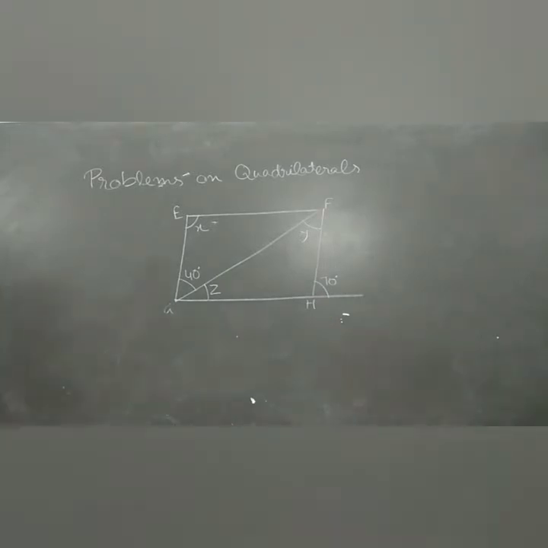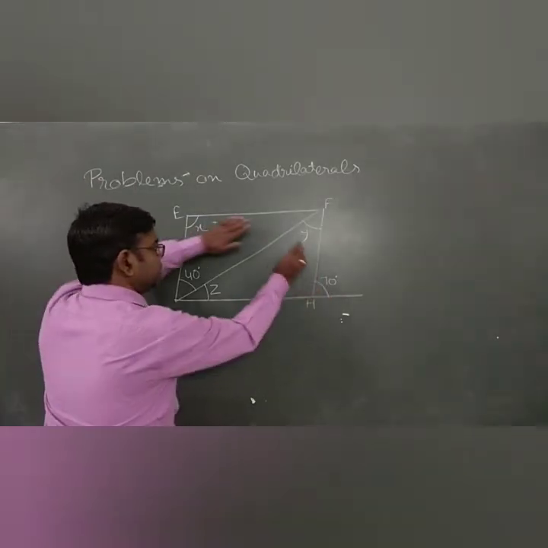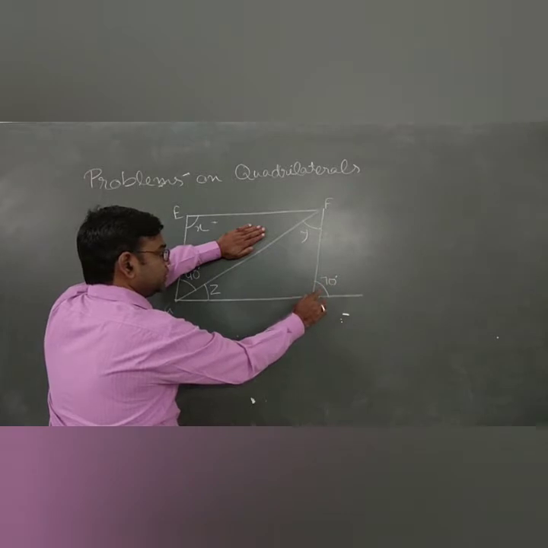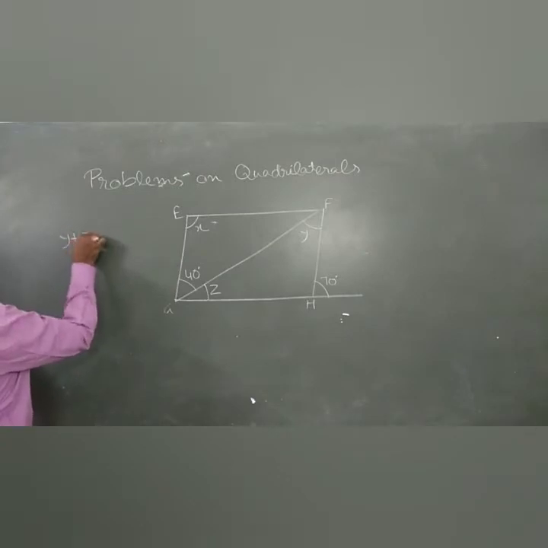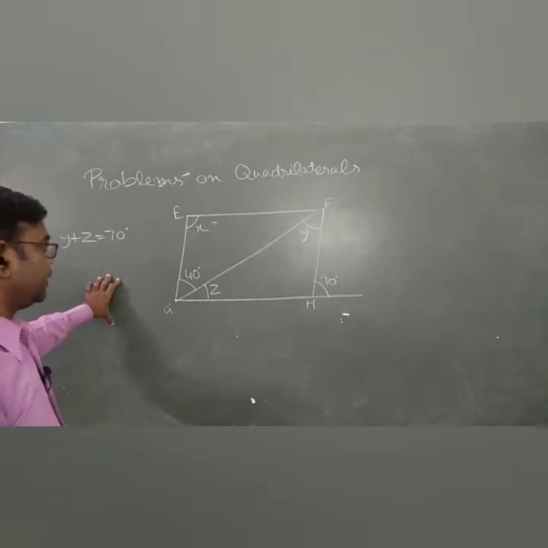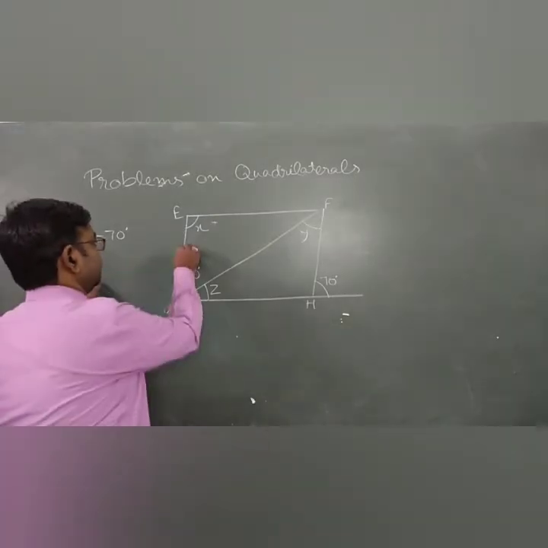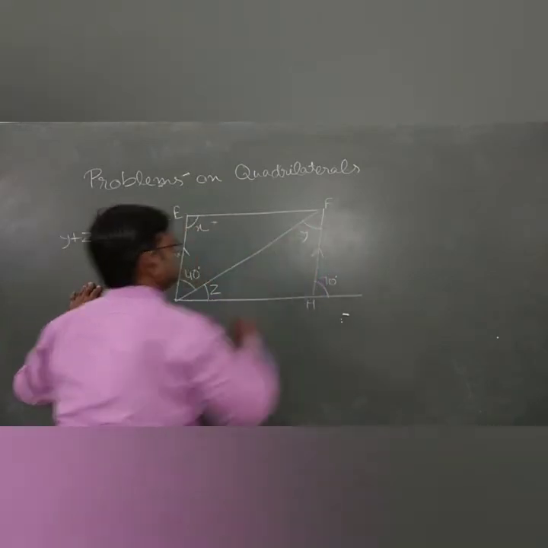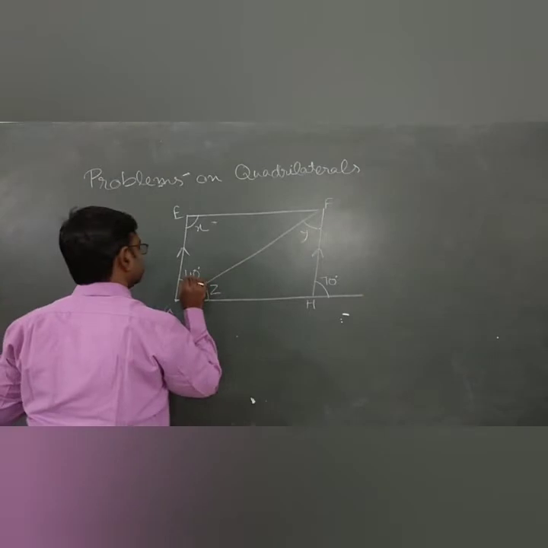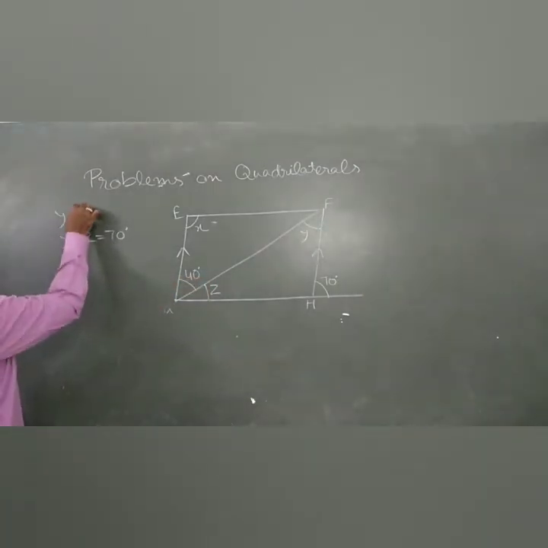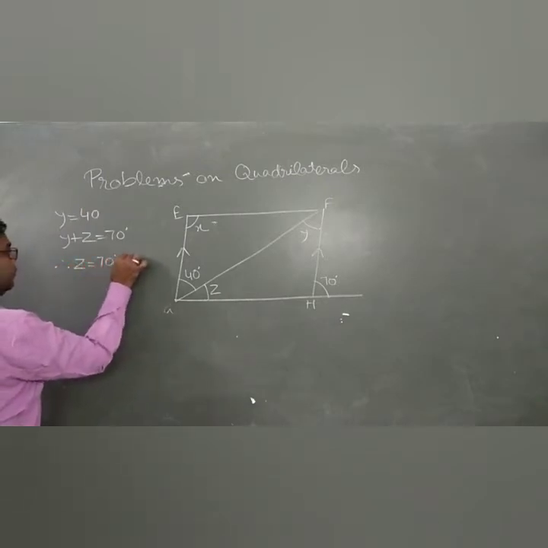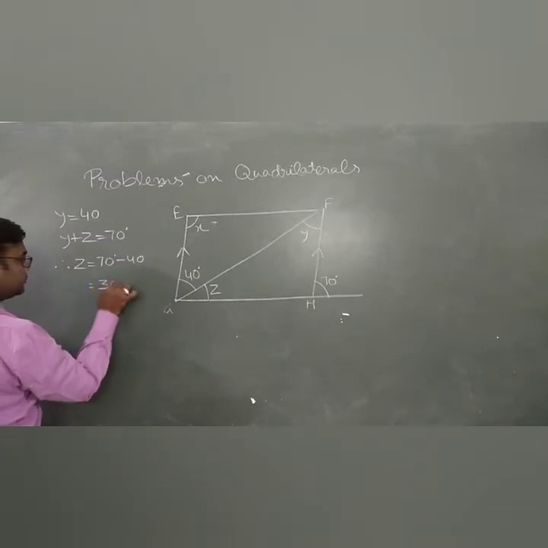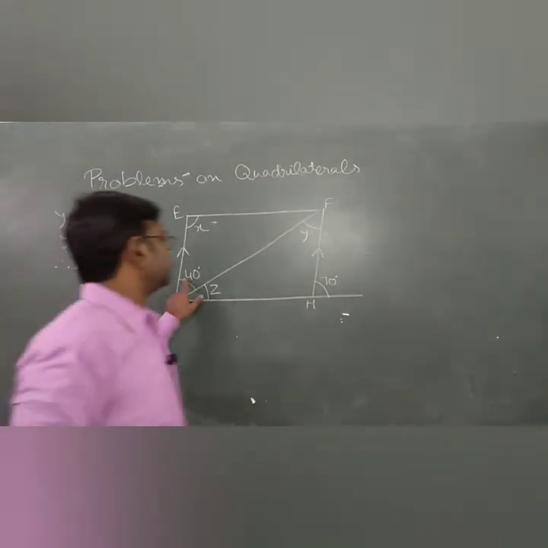We first take the triangle. This is a triangle, and this is the exterior angle, so the sum of these two angles equals this one. So we can write Y plus Z equals 70 degrees. All of you know that it is the exterior angle property, and as we know that these two lines are parallel to each other and this is a transversal, we can say that Y equals 40 degrees. Therefore we can easily find the value of Z. It's 70 minus 40, which is 30 degrees. Clear?